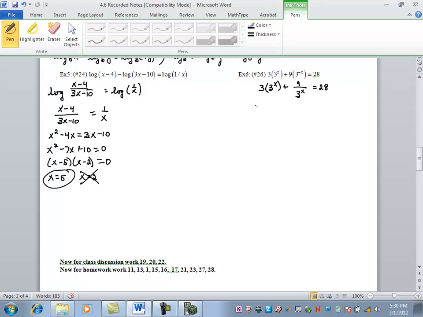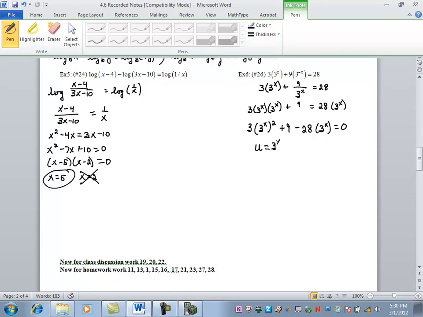Now what I'm going to do here, guys, is clear the fraction. So this is 3 times 3 to the x times 3 to the x plus 9 equals 28 times 3 to the x. In other words, I'm clearing the fraction. Now we know that 3 to the x times 3 to the x gives me 3 times 3 to the x squared plus 9 minus 28 times 3 to the x. You might remember in our first unit we looked at equations that were quadratic in something other than x. This happens to be quadratic in 3 to the x.